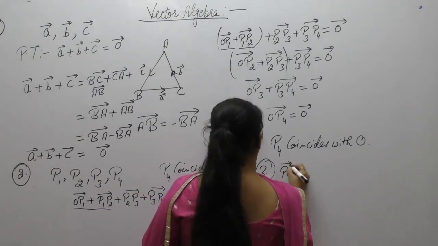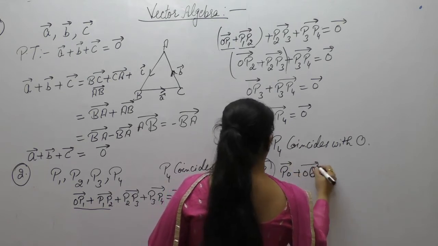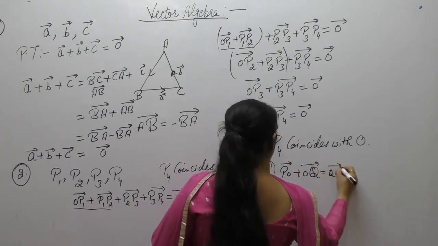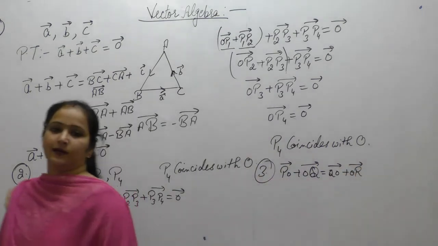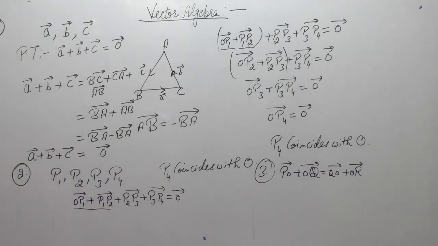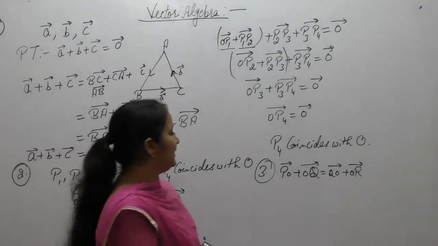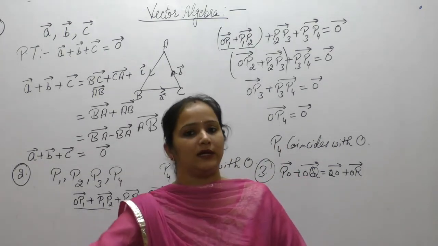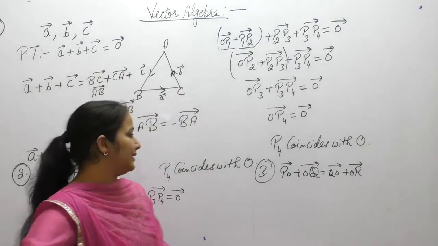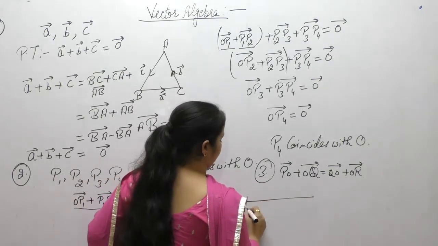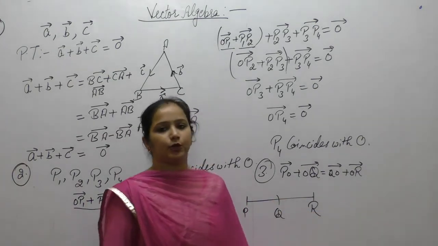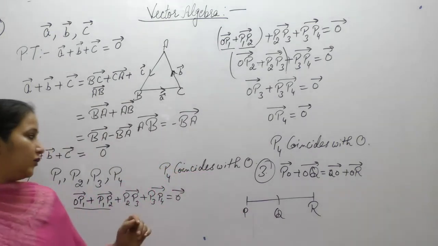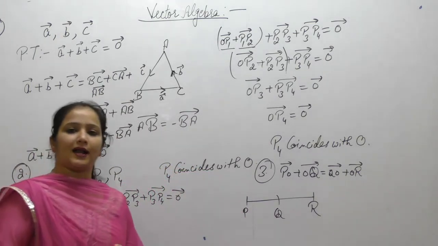If PO vector plus OQ vector is equal to QO vector plus OR vector, show that points P, Q, R are collinear. The points are said to be collinear if they are in the same line. If P, Q, R are in the same line, then we can say that P, Q, R are collinear points. Now we have to show that P, Q, R are collinear.